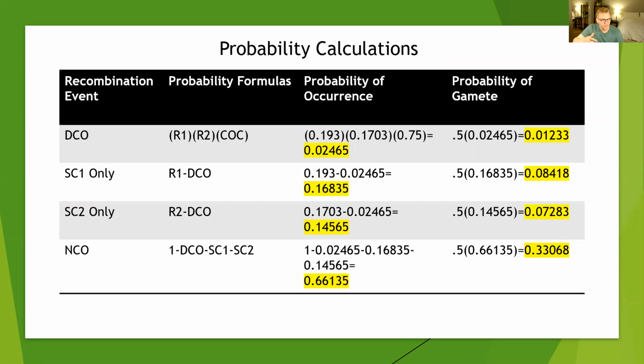And if we're doing the same thing at the bottom here in single crossover 1, we have to subtract that double crossover event from our total, and that's how we get that probability. And again, like in the previous example, we also have to multiply by 0.5.